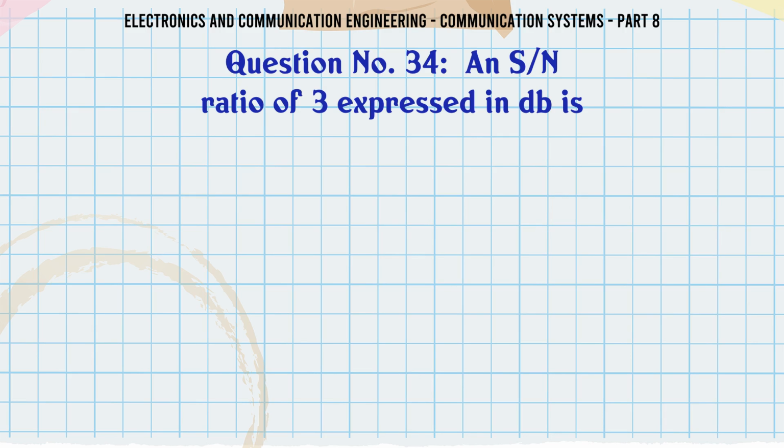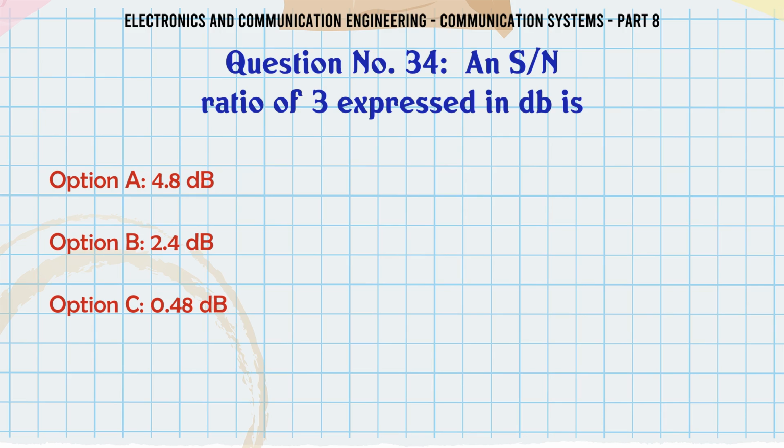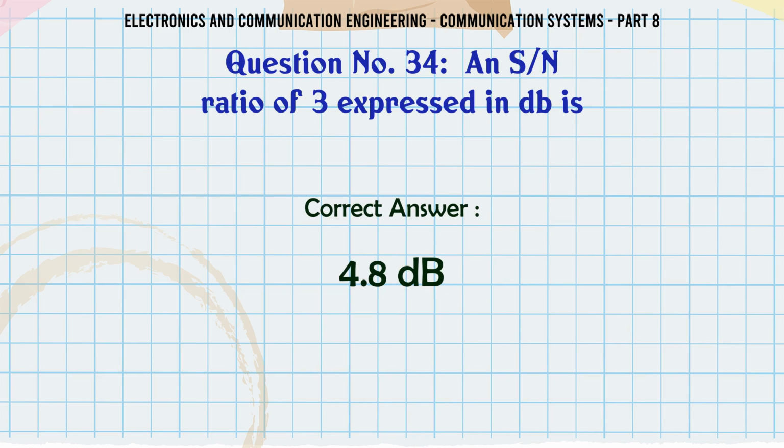An SN ratio of 3 expressed in dB is A. 4.8 dB, B. 2.4 dB, C. 0.48 dB, D. 0.24 dB. The correct answer is 4.8 dB.